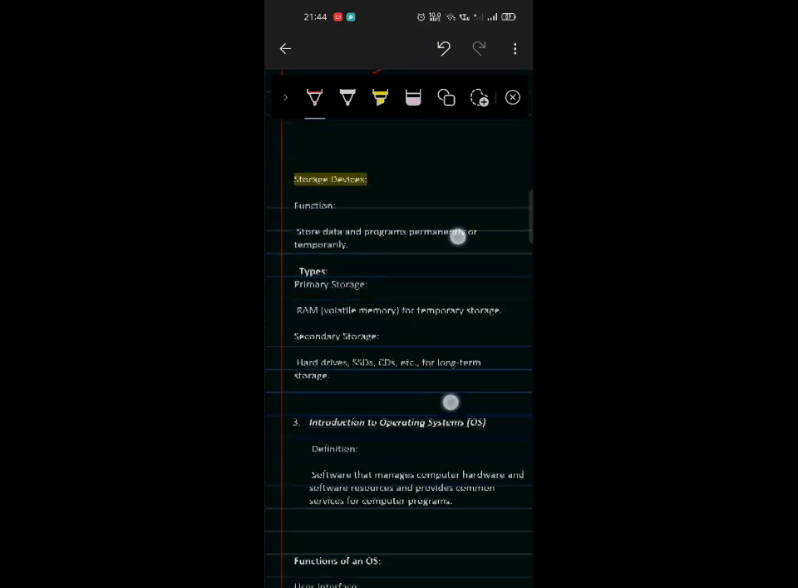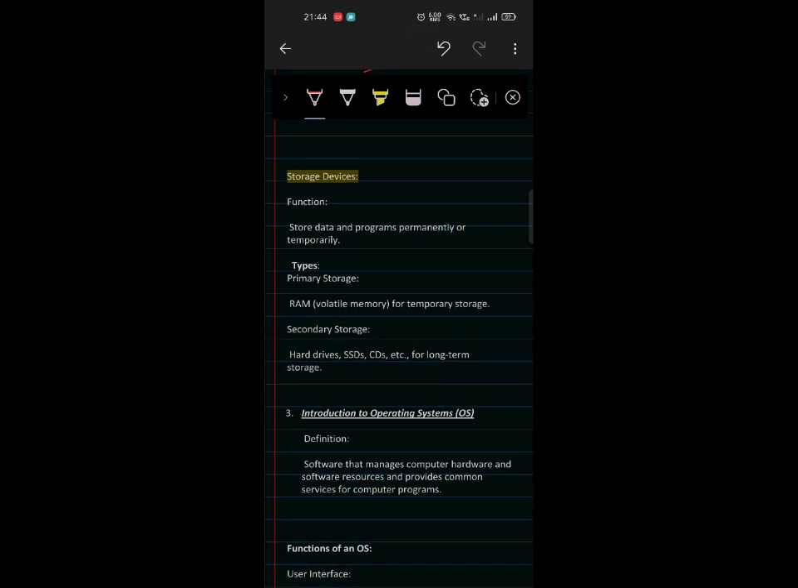Storage devices. The function of a storage device is to store data and programs permanently or temporarily. We can store data in the computer in two forms, for short term and long term. Types of storage: there are two types, primary storage and secondary storage. Primary storage is volatile, meaning it stores data for short term, and secondary storage is permanent storage, where we can keep our data for long term.